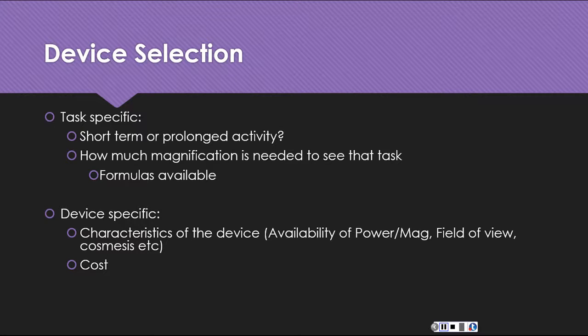Also device specific, there's the characteristic of the device. Also the cost of the device can be prohibitive for some patients. We know insurances don't cover magnification devices or any type of assistive devices, so that's going to be another thing that might be prohibitive for some of your patients.